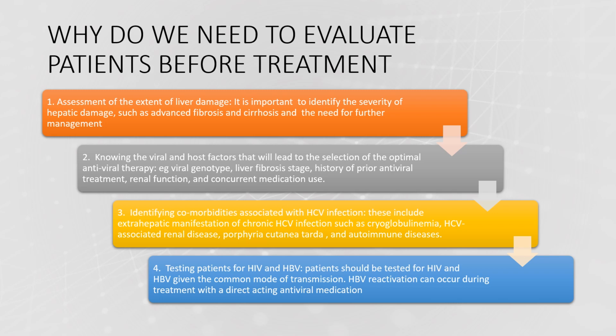You want to find out if there are any comorbidities this patient has, such as the extrahepatic manifestations we talked about, like glomerulonephritis and the autoimmune diseases. This will also help you when choosing your antiviral therapy. You want to find out if this patient has HIV or hepatitis B virus, because sometimes treatment used in treating HCV can cause hepatitis B virus reactivation. So you want to find this out first before commencing your treatment.